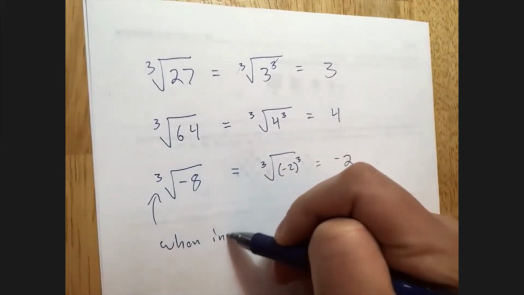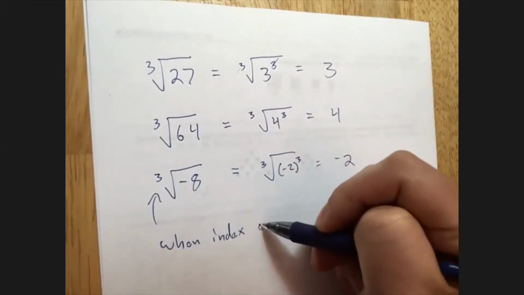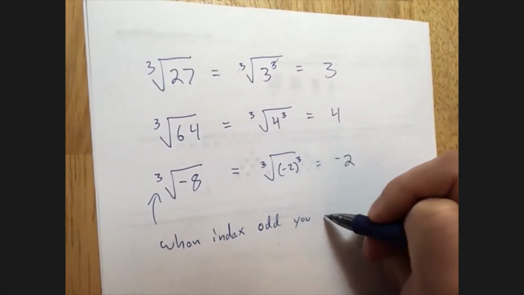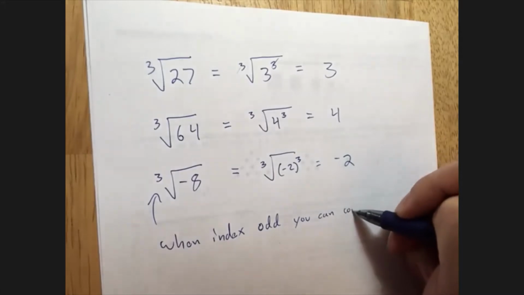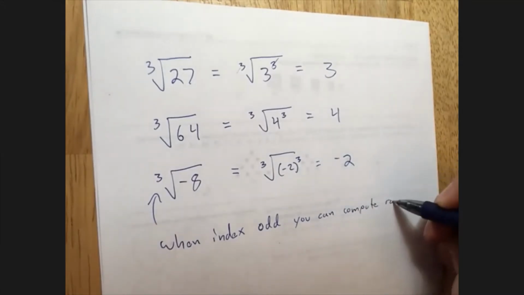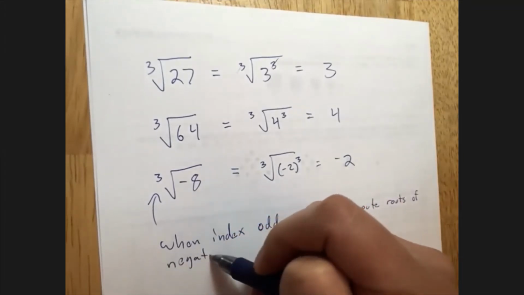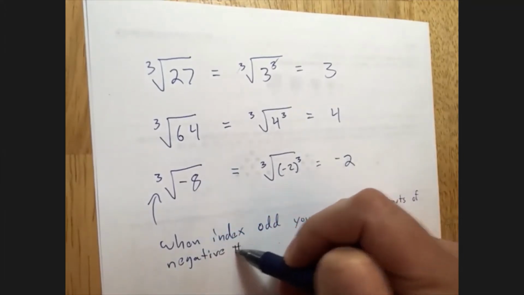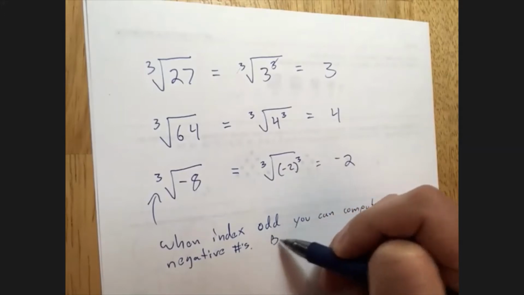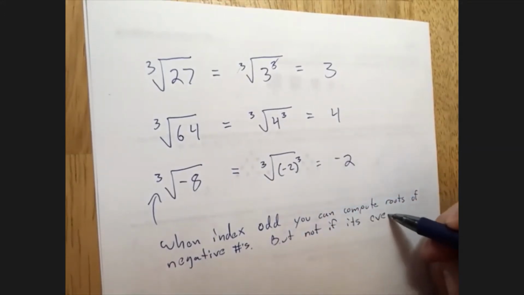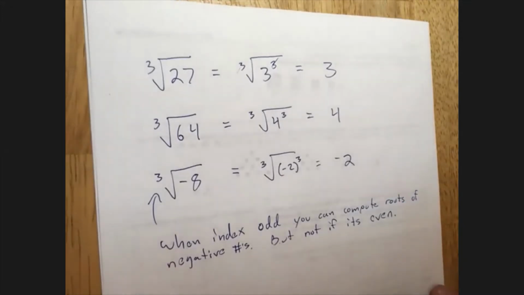So when the index is odd, you can compute roots of negative numbers, but not if it's even, like in the case of square root, right?